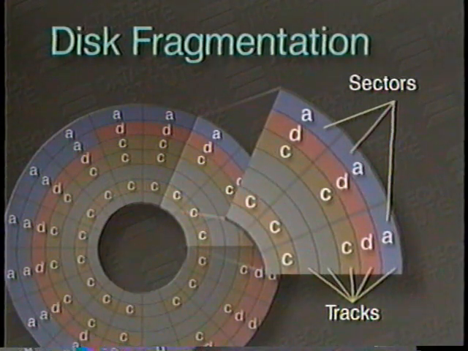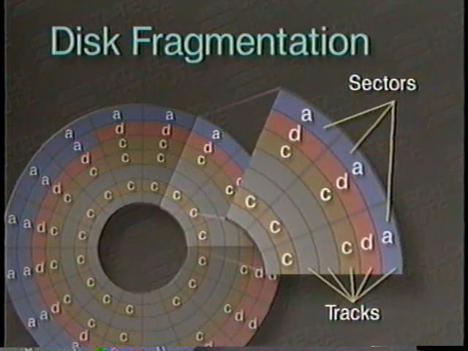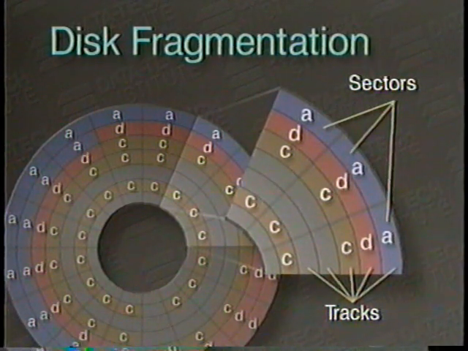I've mentioned the term fragmentation a number of times in this video. Fragmentation occurs when a file can no longer expand within its predefined boundaries on the disk. If there are allocated sectors next to it, the expanding file has to go elsewhere to continue its expansion.